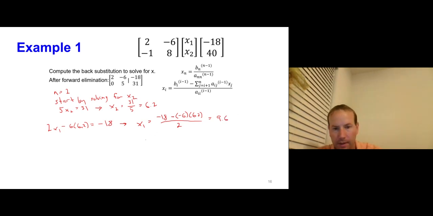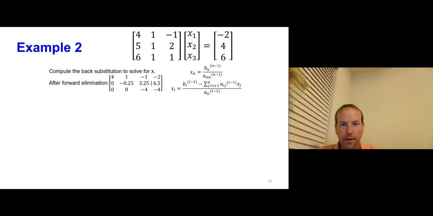And so this tells us that our solution equals 9.6 and 6.2. Okay, so that was not too bad. Let's take a look at another example.